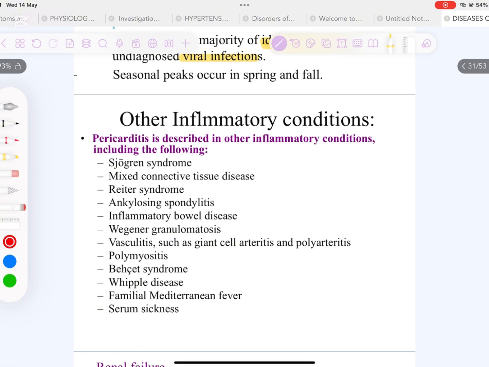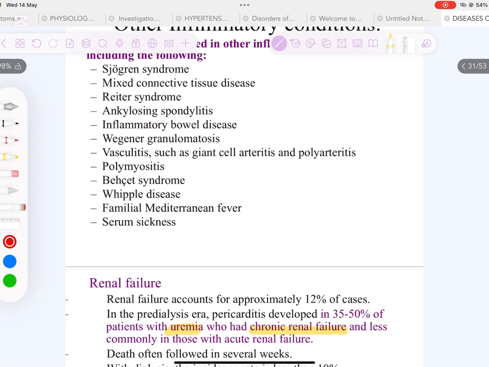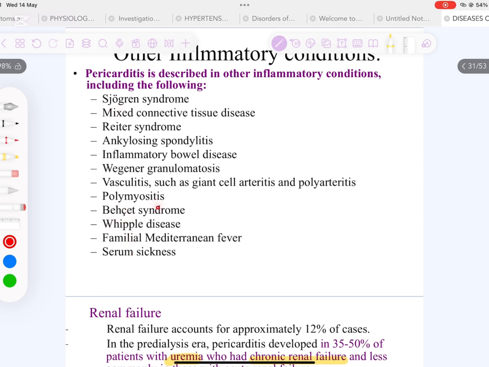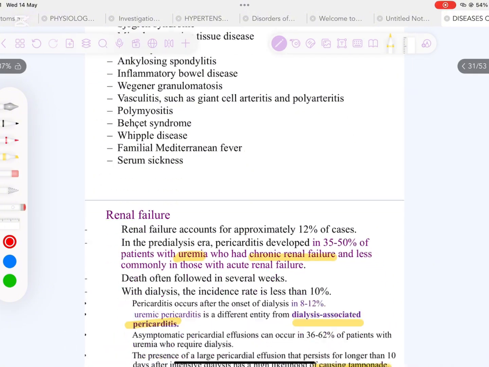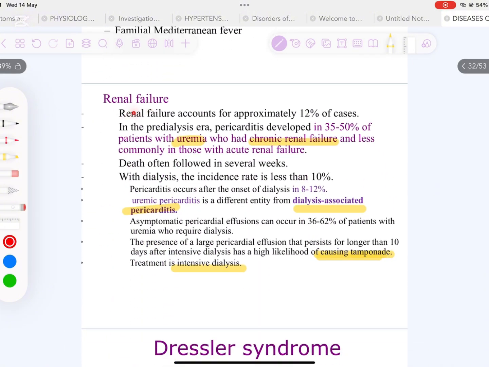I hope this makes sense. So other inflammatory conditions that can cause it, you can just go through it: vasculitis, polymyositis, Reiter syndrome, serum sickness. There are just so many. Now, renal failure. Funny enough, renal failure can also cause pericarditis.